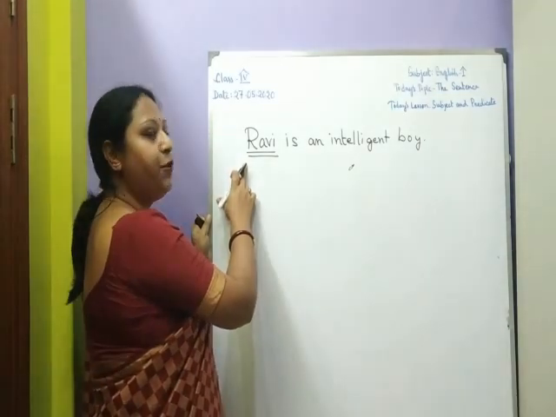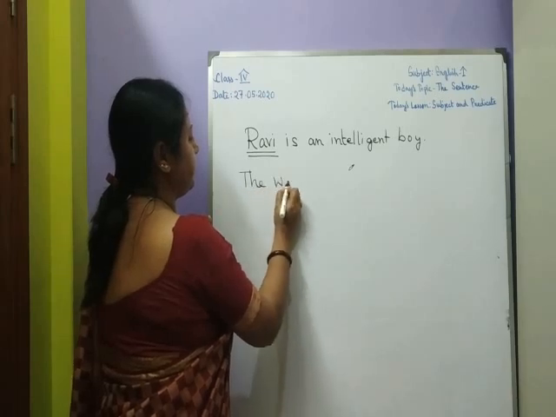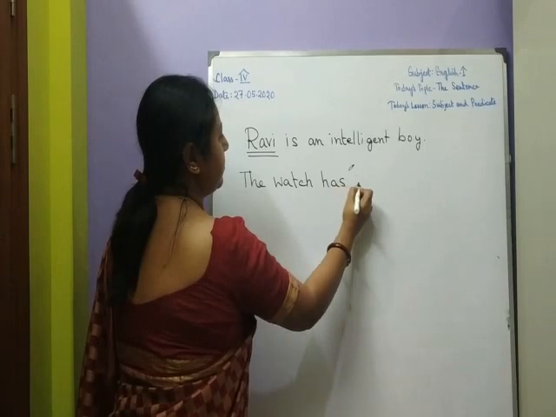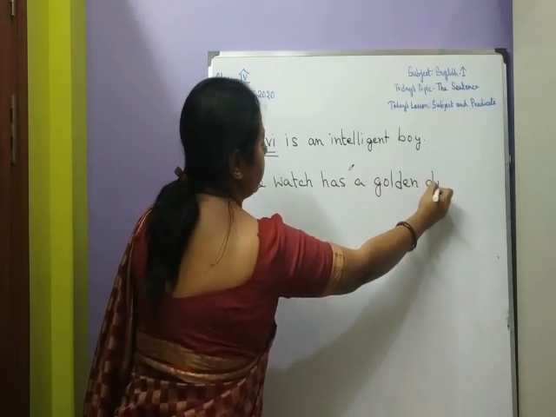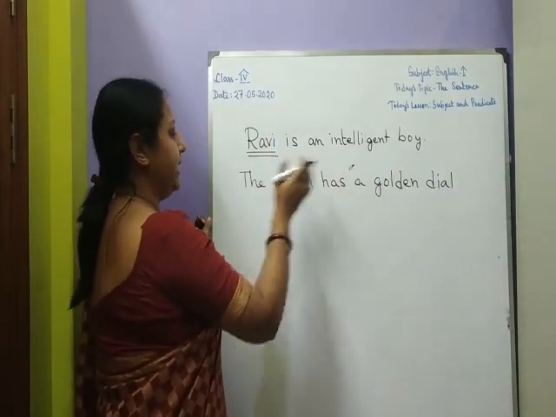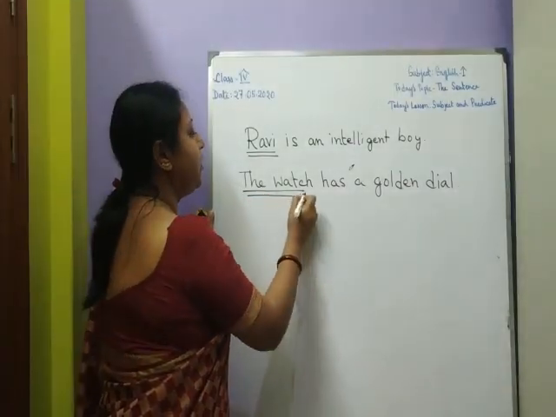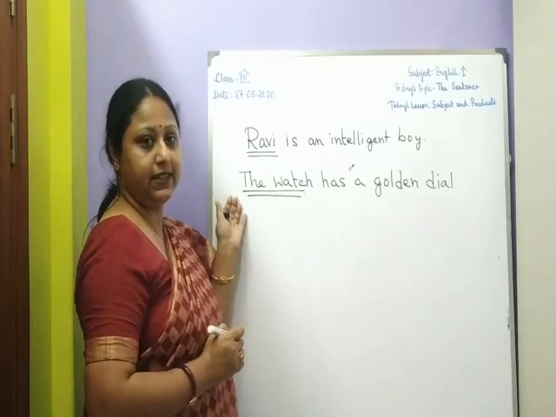Now let me show you another example. The watch has a golden dial. What has a golden dial? The watch. So here, the watch is the subject of the sentence.